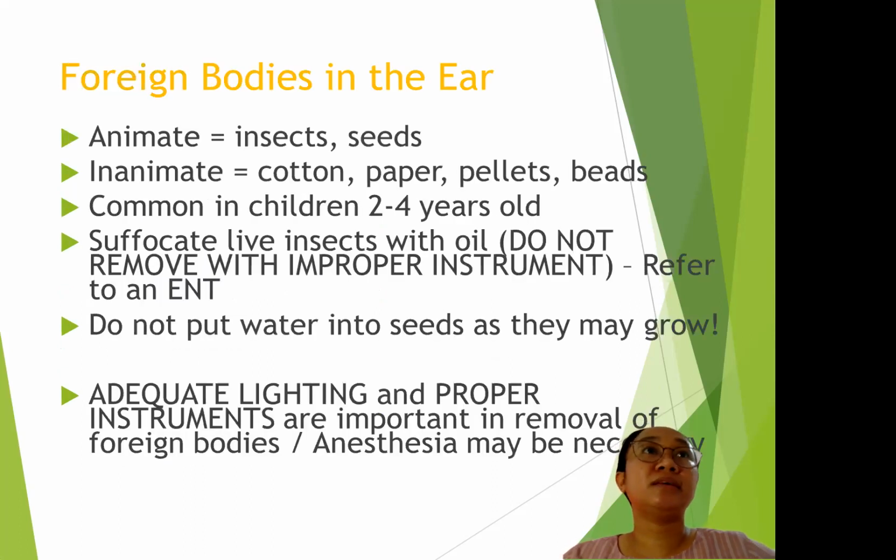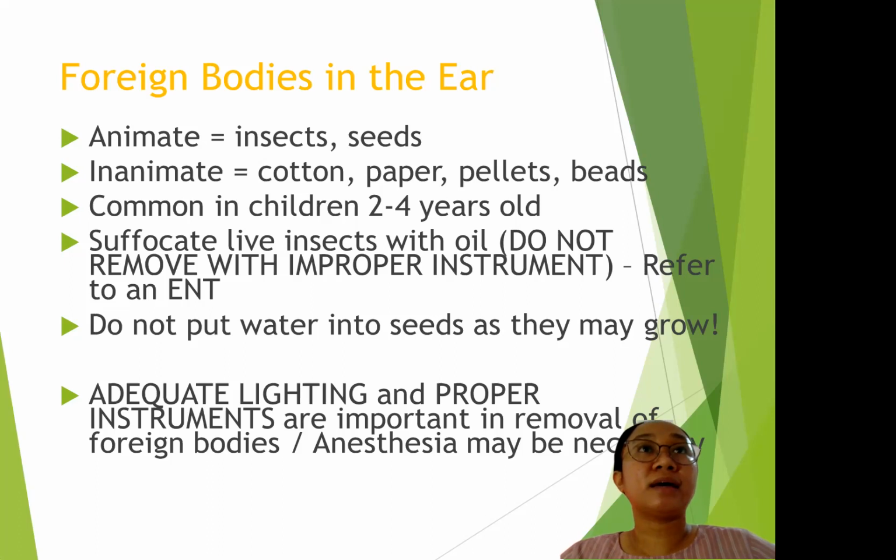For foreign bodies in the ear, you can have animate and inanimate. Your animate are the insects and the seeds. In inanimate, commonly what you can see in your clinics or OPDs are cotton, paper, pellets, and beads, and this is common in children around 2 to 4 years old.